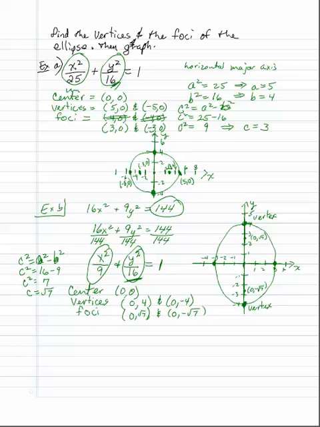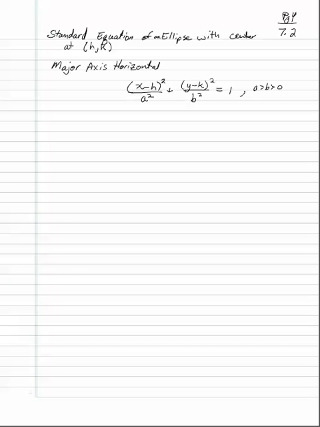Okay, so now let's talk about moving the center. It's exactly what you would expect with the transformations. You're just going to go x minus h in parentheses squared over a squared plus y minus k in parentheses squared over b squared equals 1. And then we just make all our appropriate changes.